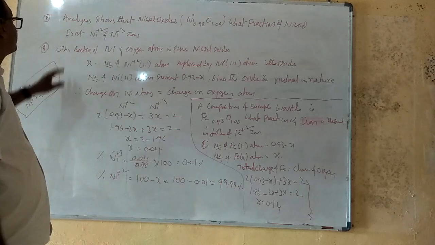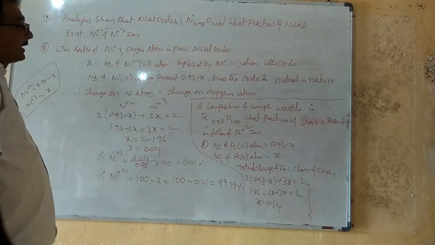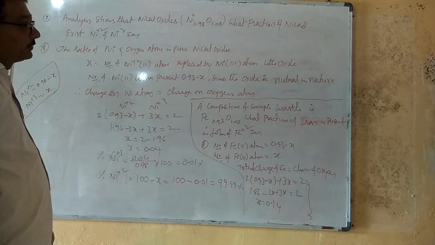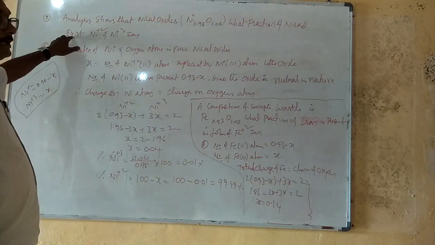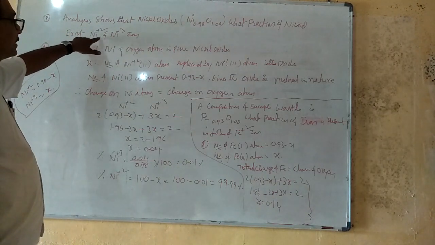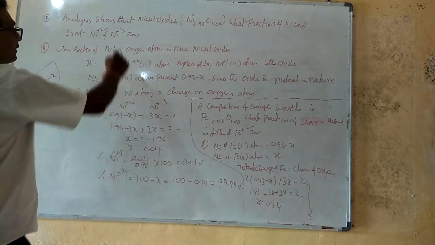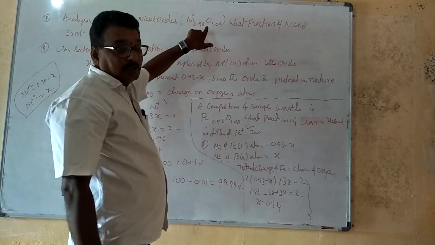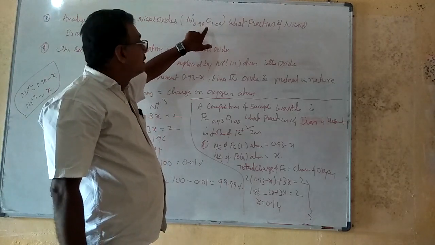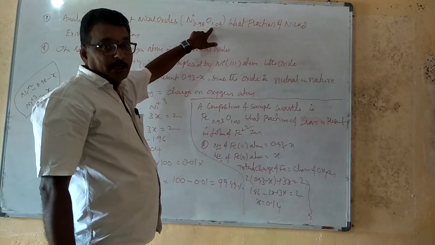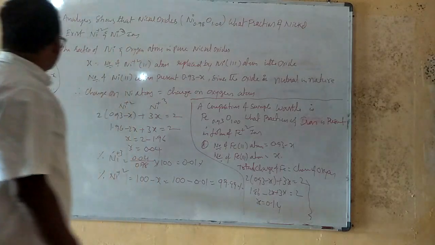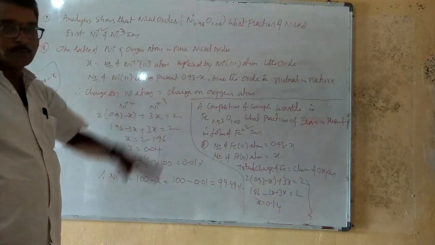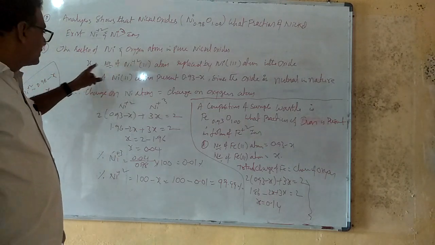Next problem. Analysis shows that nickel oxide is Ni 0.98, oxygen 1.00. What fraction of nickel exists as Ni2+ and Ni3+ ions? Here you can understand that this is a non-stoichiometric compound, with a fractional value 0.98. Okay?